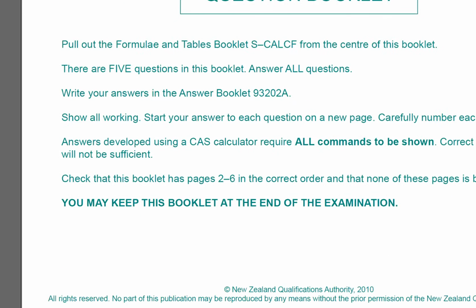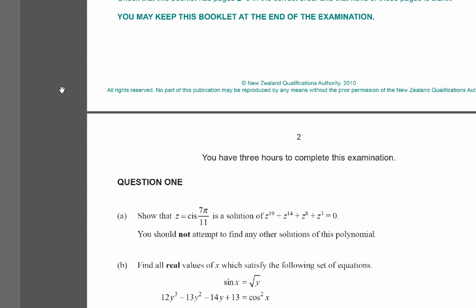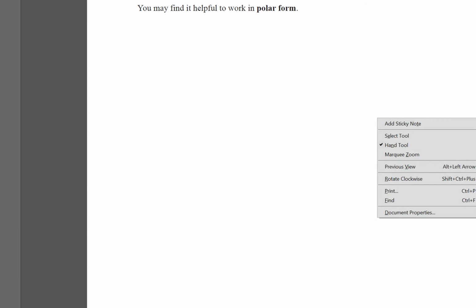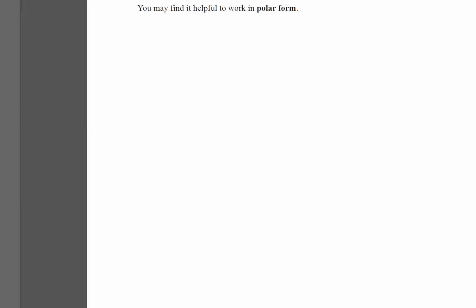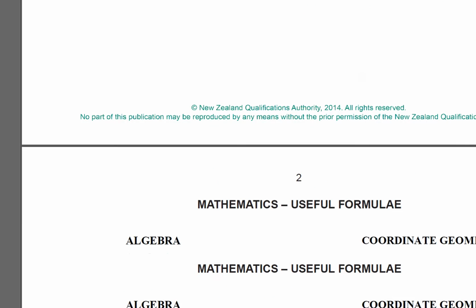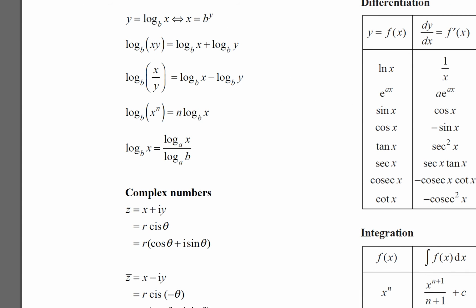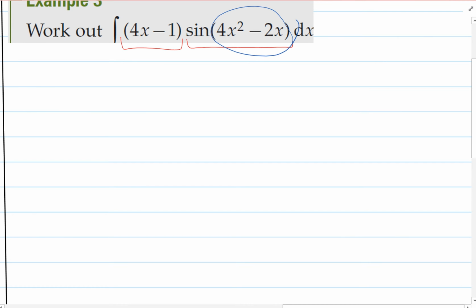So if we look up our formula sheet here, that's not a formula sheet. Let's try that again. We need our formula sheet. Where are you? Here you are. Okay. So you'll see over here that negative sine integrates to positive cos. So positive sine would integrate to negative cos. So we're going to have negative cos of x squared minus 2x.